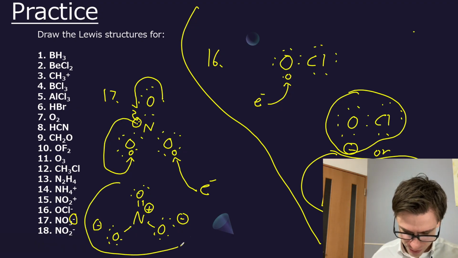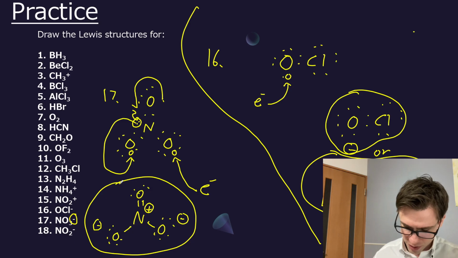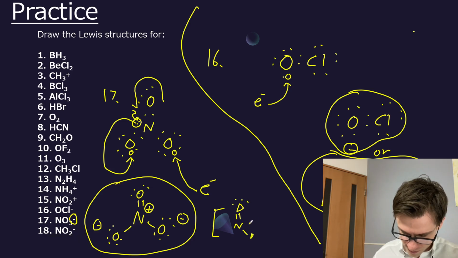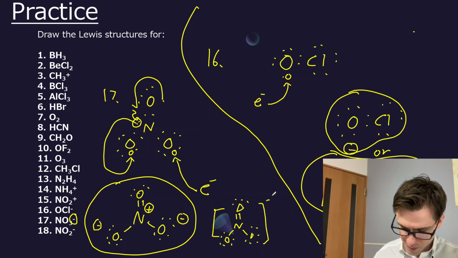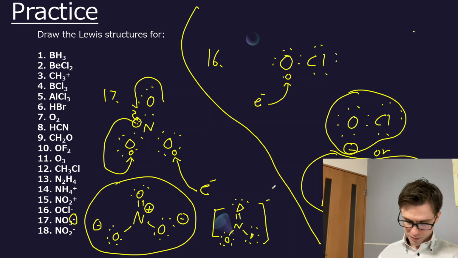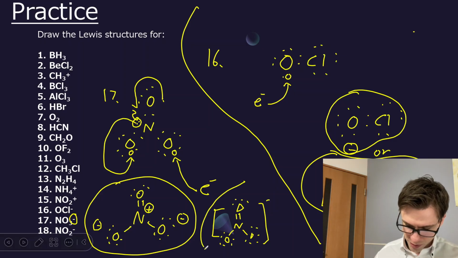This has a net charge of -1, but if you want to show it in the brackets, you can do that as well. And double bond O, single bond O on each side. This has a charge minus. Okay, so that's also a way to draw the structure.